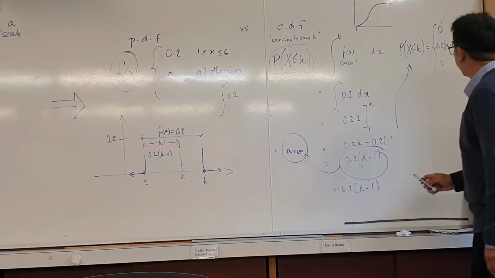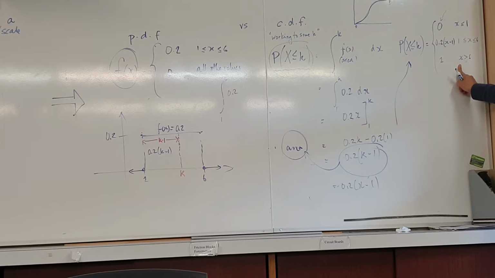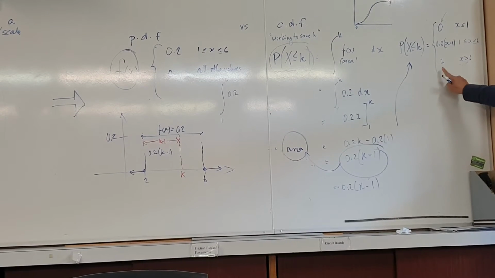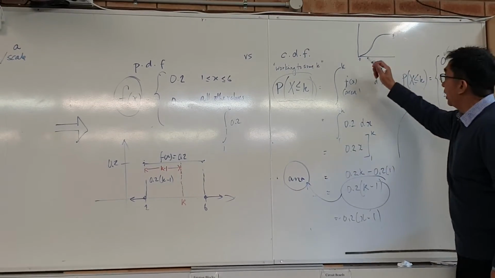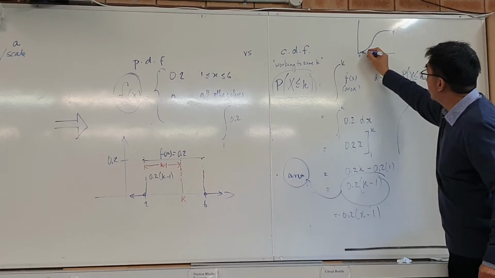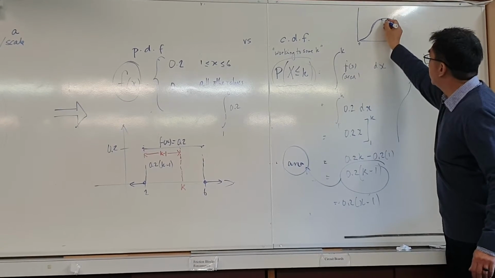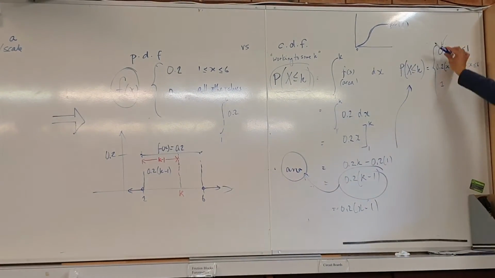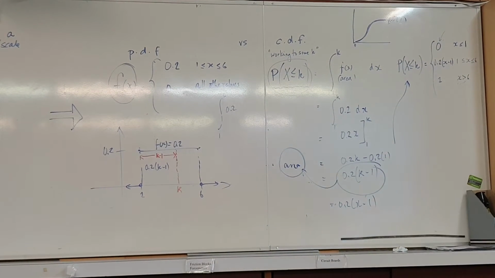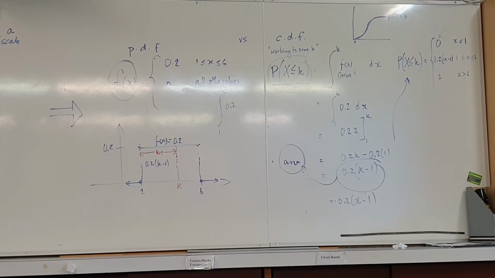And then it will go like this. For x greater than 6, it will definitely be 1. Because it's the probability. Yeah, and because it's cumulative, it goes from 0 to some value until it reaches the 100%, or 1. So you can see the progression here. Is that fair? Yeah. Okay.